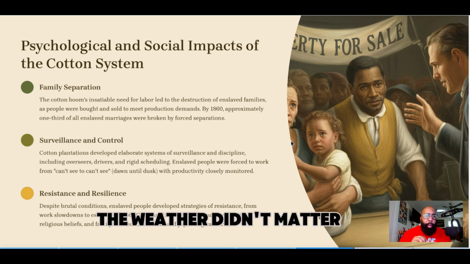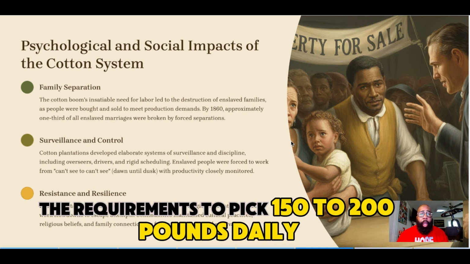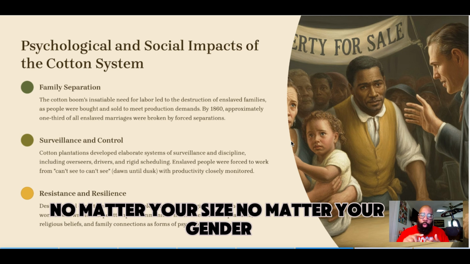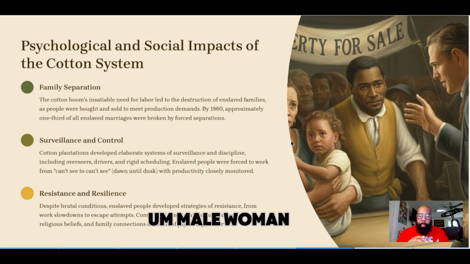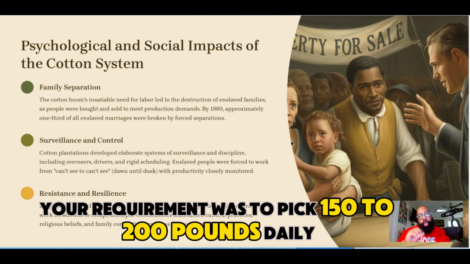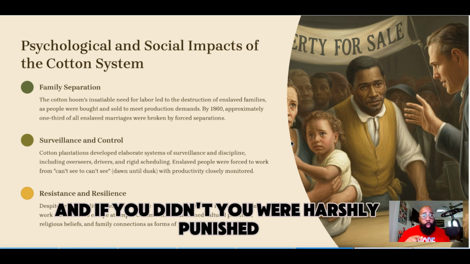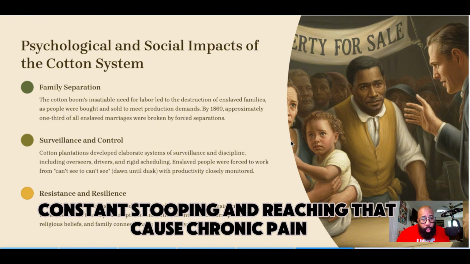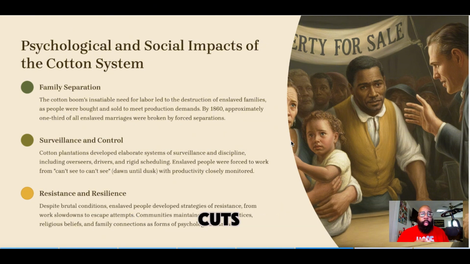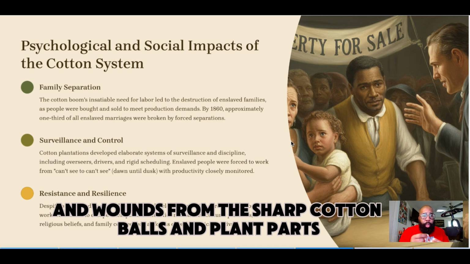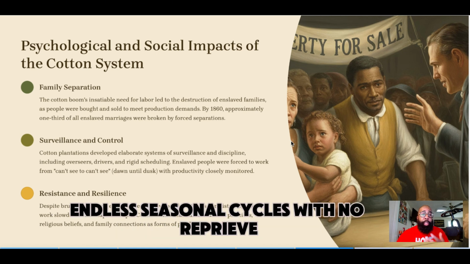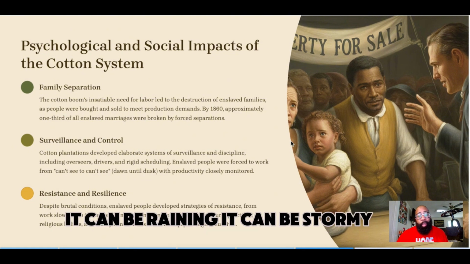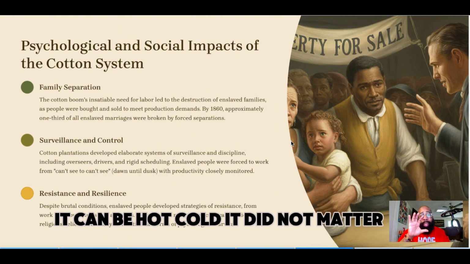The weather didn't matter. The requirement was to pick 150 to 200 pounds daily, no matter your size, no matter your gender. You can be girl, boy, male, woman, small, big, tall, round, square. Your requirement was to pick 150 to 200 pounds daily. And if you didn't, you were harshly punished. Constant stooping and reaching that caused chronic pain, cuts and wounds from the sharp cotton bolls and plant parts, endless seasonal cycles with no reprieve. It can be raining, it can be stormy, it can be hot, cold. It did not matter.